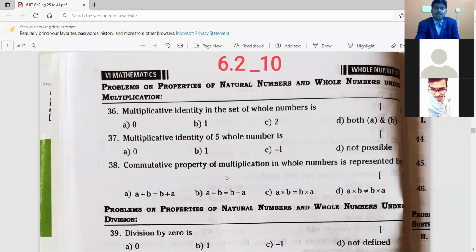Next, commutative property of multiplication in whole numbers is represented by A into B is equal to B into A. Suppose that is addition, we would go for A plus B is equal to B plus A, and subtraction A minus B is equal to B minus A. Multiplication, it was clearly given.